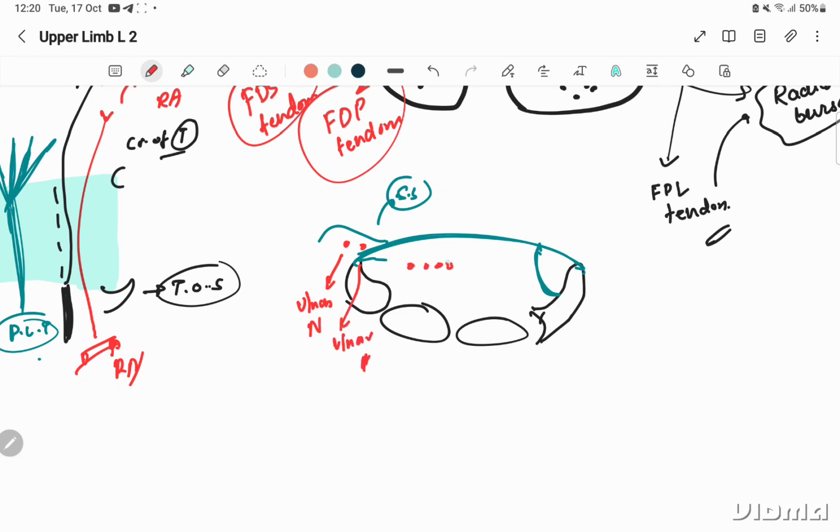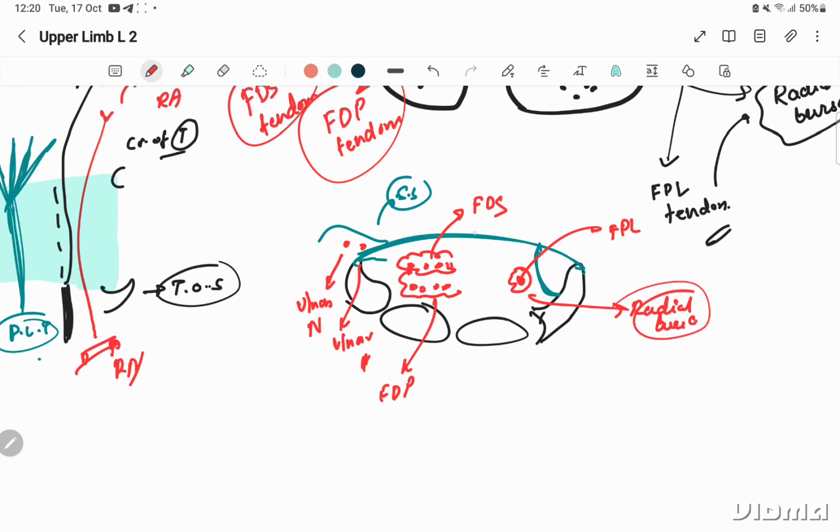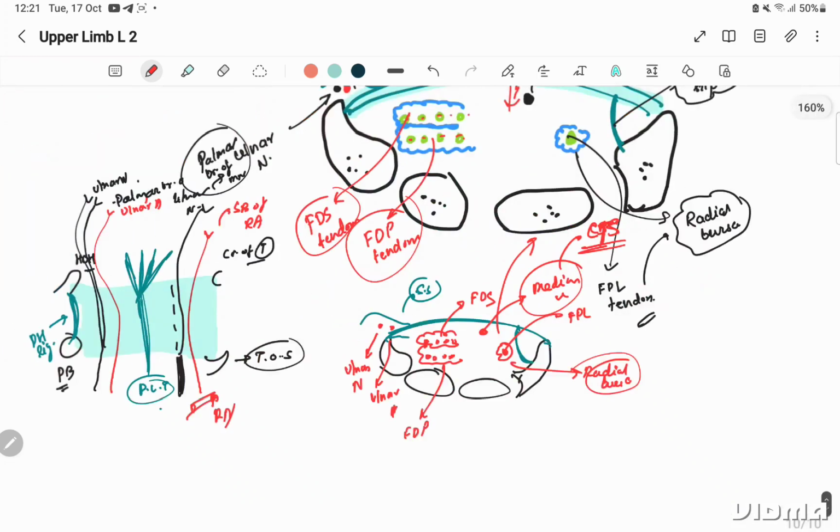Okay, we have the tendons of FDS because it is superficial, so I will draw it first. Then the tendons of FDP, which lies deep. These are the tendons, and here you have the tendon of FPL and a bursa surrounding it, that is called the radial bursa. And here we have the median nerve, and I said that compression of the median nerve leads to a syndrome called carpal tunnel syndrome. So this is your flexor retinaculum.